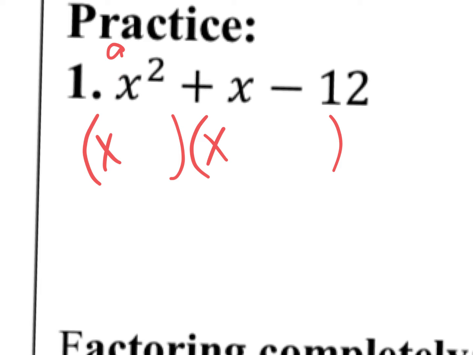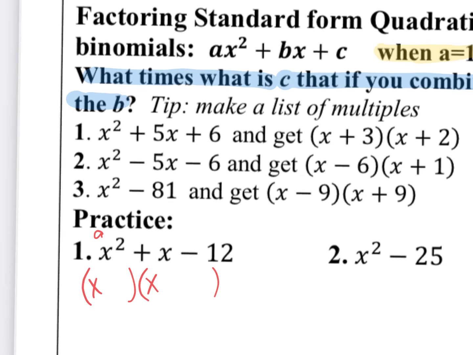If I had a 5 right here, I couldn't set this up. If I had a 3, I couldn't set this up. If I had a 2, I couldn't set this up. But because there's no number right here, I could set this up. Beautiful. Now from there, you have to think what times what is your c value that if you combine together is your b value. And on the instructions, I say right here, make a list of the multiples.